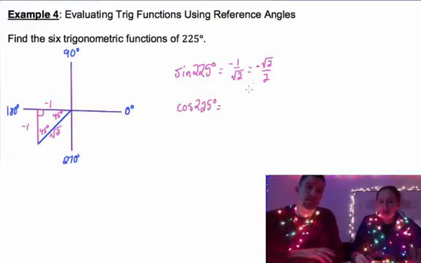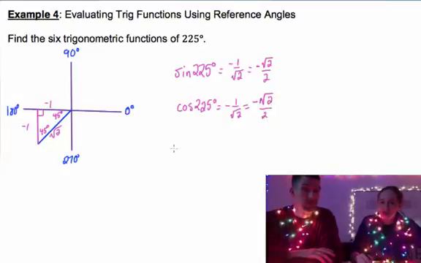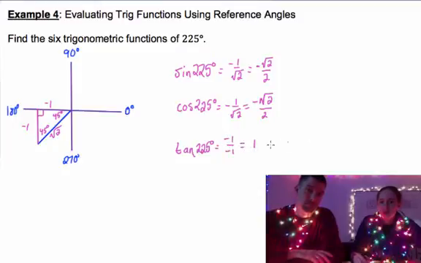Cosine of 225 would be x over r, so negative 1 over the square root of 2, which is, again, the exact same thing. That should always happen with 45-45-90 triangles. Tangent of 225 degrees would be y over x, which is negative 1 over negative 1, which means it's positive 1.